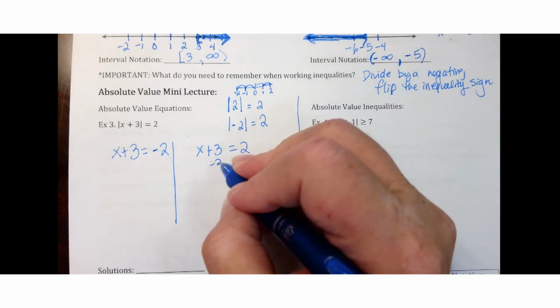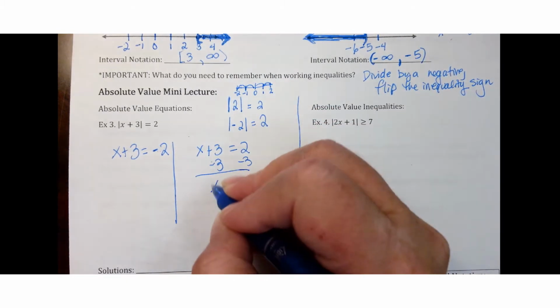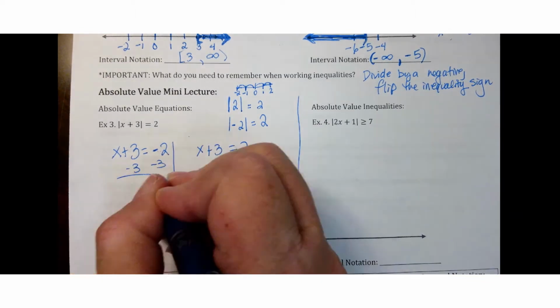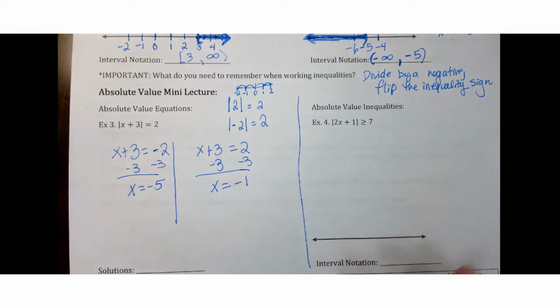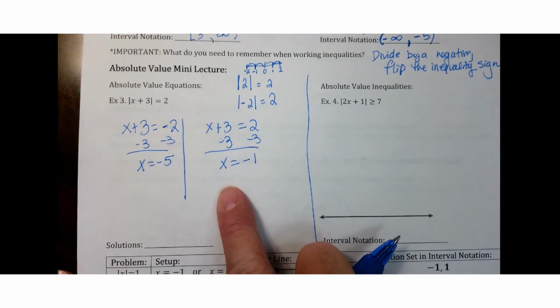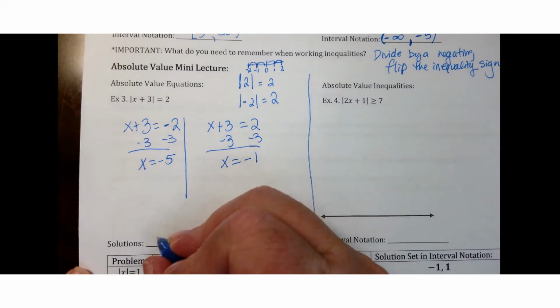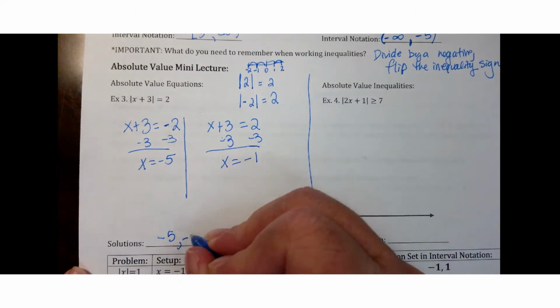So -3 on both sides. Here I get -1. -3 on both sides. Here I get -5. Now the answer to this is not an interval. You just have two answers. It's just a solution, two solutions, -5 and -1.